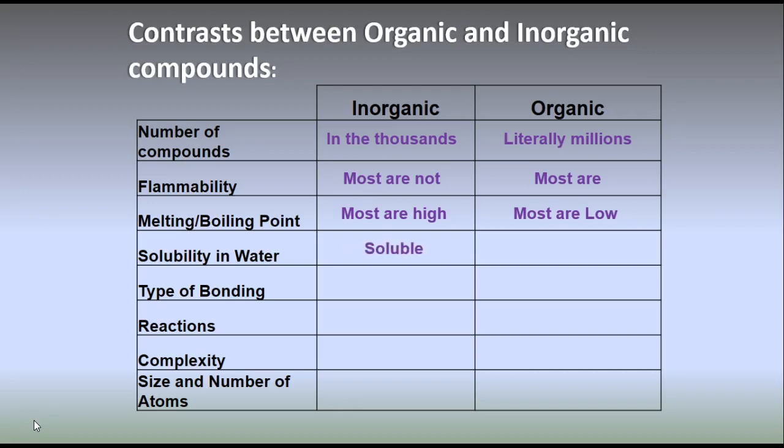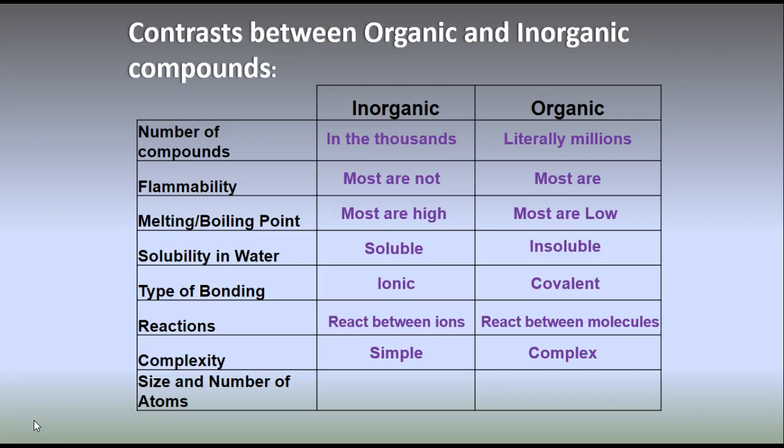Inorganic compounds are what we would call salts, and they are soluble in water, while our organic compounds are insoluble, so a lot of our fat compounds cannot be dissolved. Inorganic compounds will primarily rely on ionic bonding, while organic compounds will rely on covalent bonding. The inorganic compounds will react between two ions, those are the charged atoms, whereas organic compounds react between what we call molecules. We think of inorganic compounds as simple compounds. It is one ion bonded to another, whereas organic compounds are very complex. They're very, very large, and they have many atoms, which brings us to our last box here. Inorganic compounds are very small in size, with very few atoms, while organic compounds are very, very large with many atoms.